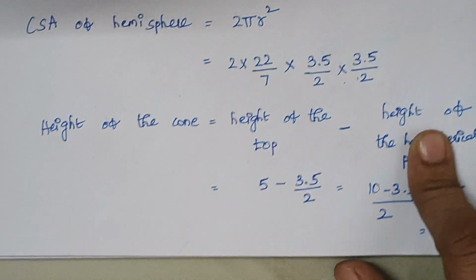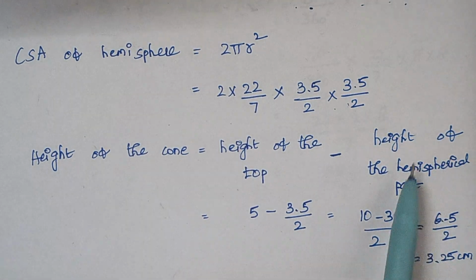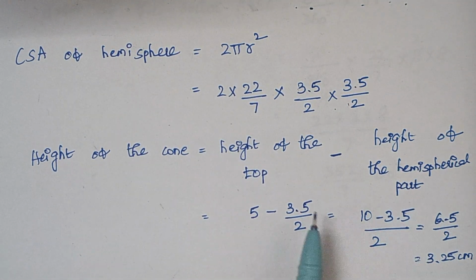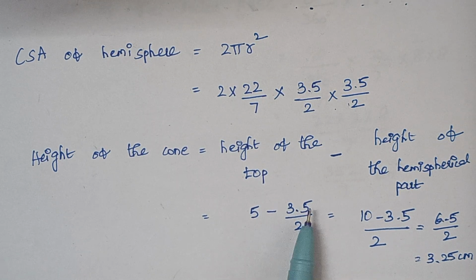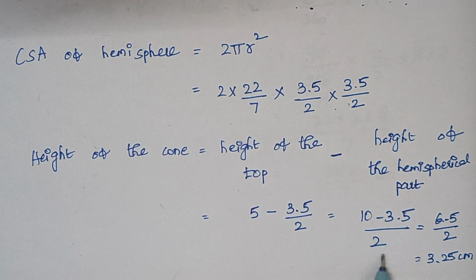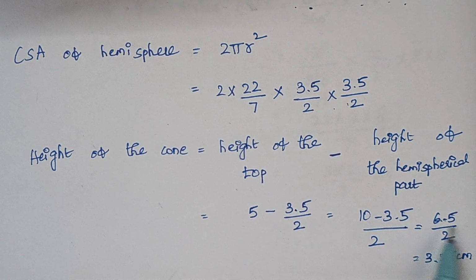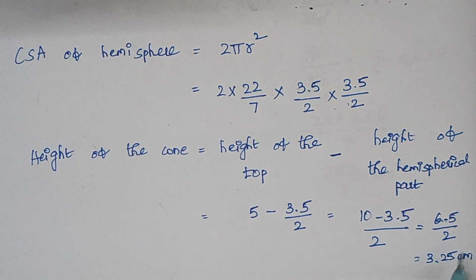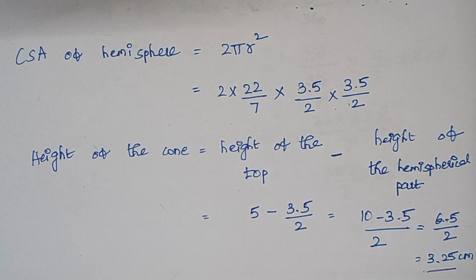Therefore just substitute the values here. The height of the top is 5, and the height of the hemispherical part is 3.5 by 2. When you do the multiplication, it will be 10 minus 3.5 by 2. So it is 6.5. This 6.5 when divided by 2 gives 3.25 centimeter, right? So this is the height of the cone.